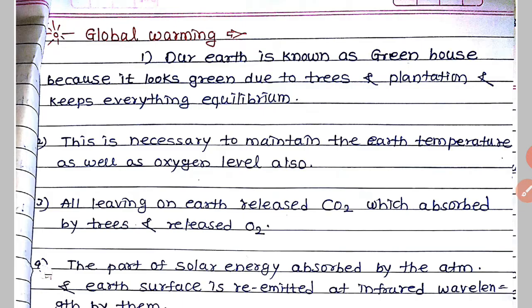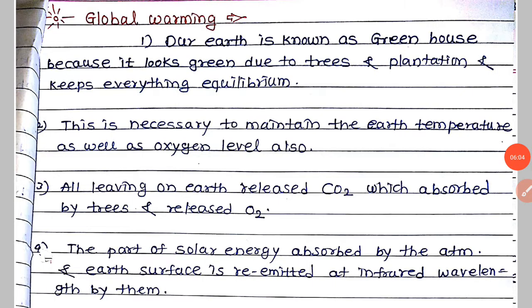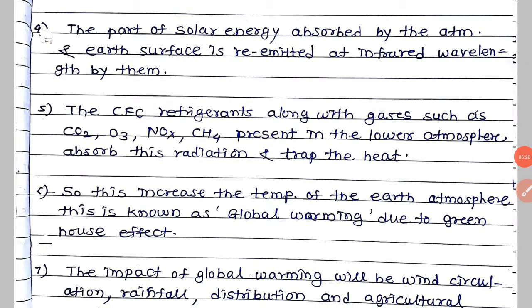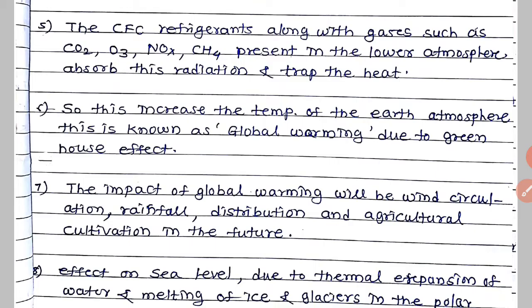Part of the solar energy is absorbed by the atmosphere, and the earth's surface emits it at infrared wavelength. See here, of the radiation coming from the sun, some radiation is absorbed and the remaining radiation is emitted away from the earth. Now the CFC refrigerant along with gases such as CO2, O3, NOx, CH4 present in the lower atmosphere absorb this radiation and trap the heat.